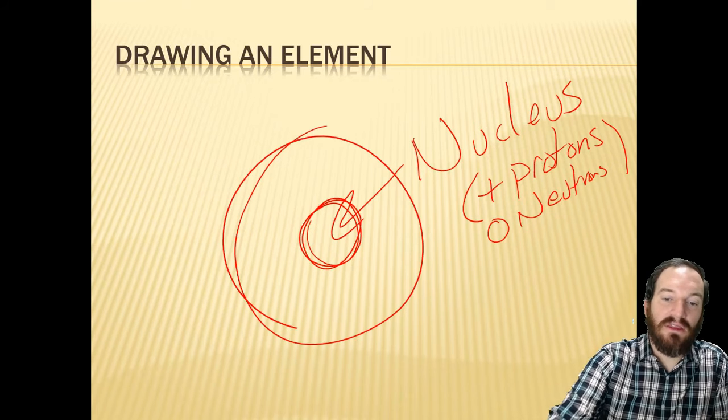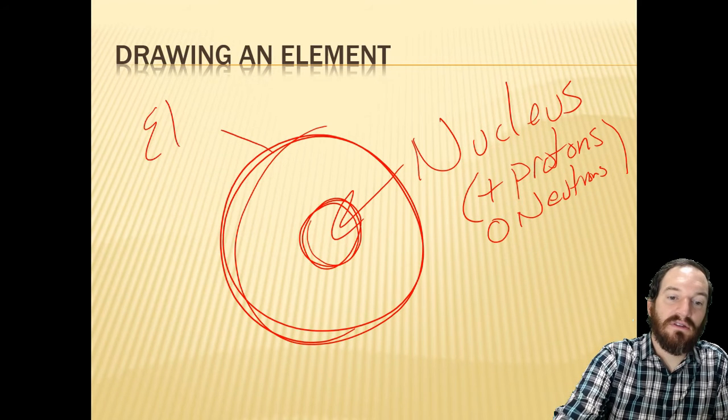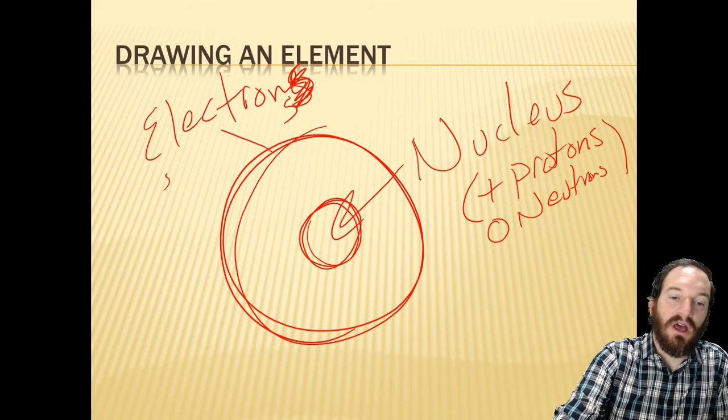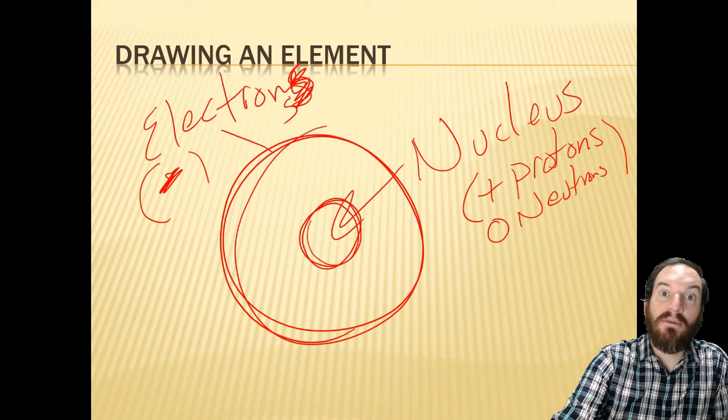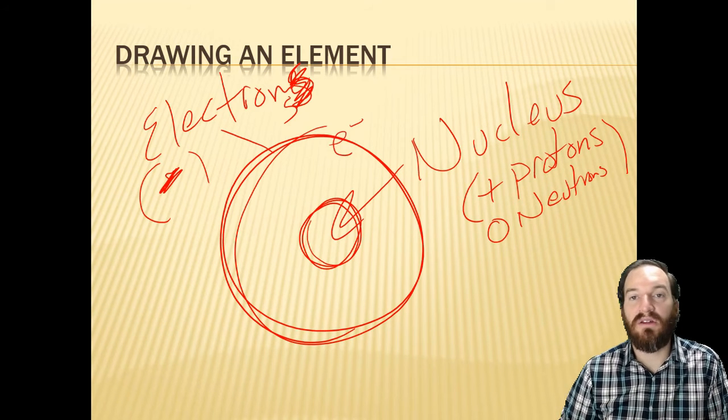And then buzzing around the outside, that's where we're going to find our electrons. And remember, electrons, whoops, that's an S, that's not an E. I'll just cross that out. I know, I'm really bad at writing. Electrons are going to have a negative charge. Right? And the way I represent electrons is with an E minus. It's a more advanced scientific way to represent electrons, but that's an E minus.